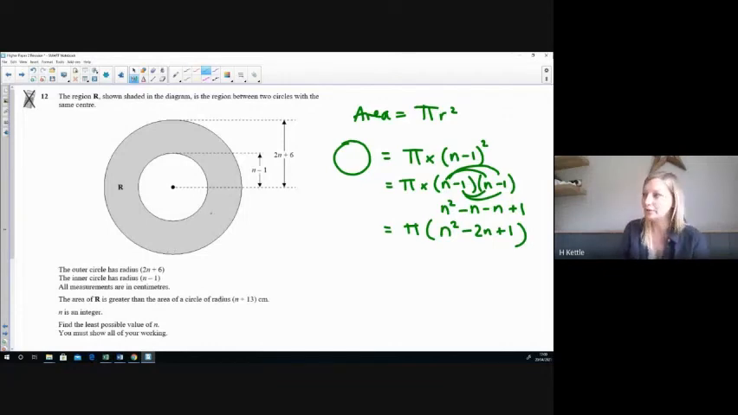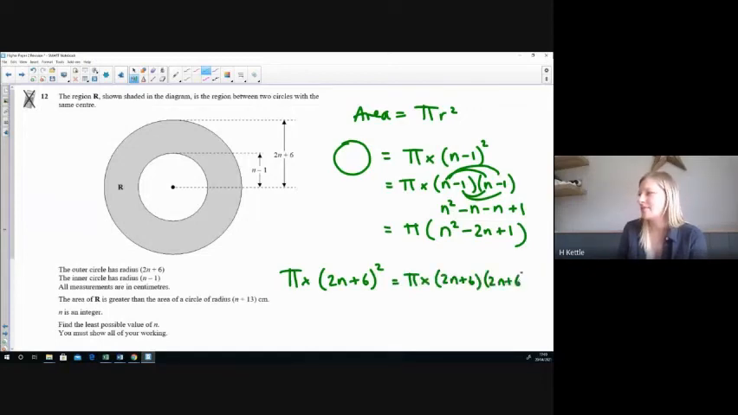Now the big circle is the same, but it's pi times 2n add 6 squared. So we're going to need to square this. So again, I'm going to write that as pi times 2n add 6 times 2n add 6. And then afterwards, we're going to need to subtract the smaller circle, so we're just left with the grey bit. So 2n add 6 times 2n add 6 is 4n squared, add 12n, add 12n, so 24n, add 36. And that's multiplying by pi. So that would be the whole circle, but we also need to take off the inner bit.